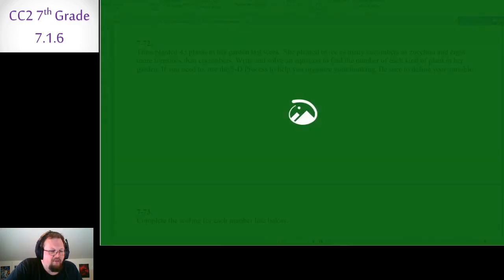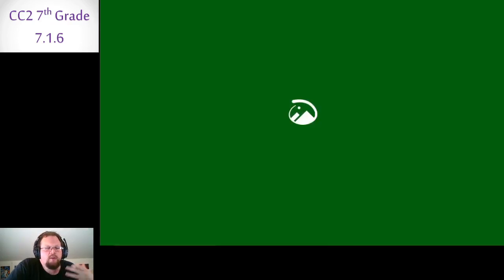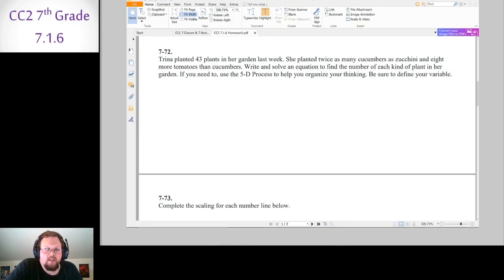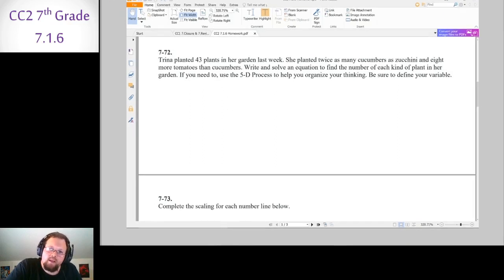7-72 is going to be a 5D process, but now that we've solved equations, we can start making this a little bit easier. We don't have to go through the full guess and check process that is the 5D process. I know that the total was 43 because it says Trina planted 43 plants in her garden last week. So I'm going to start with 43 equals.